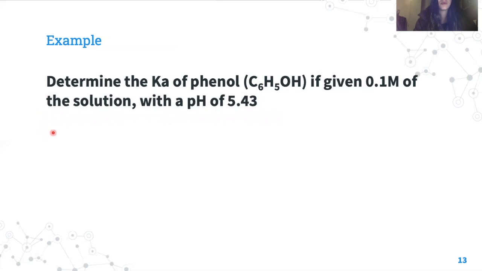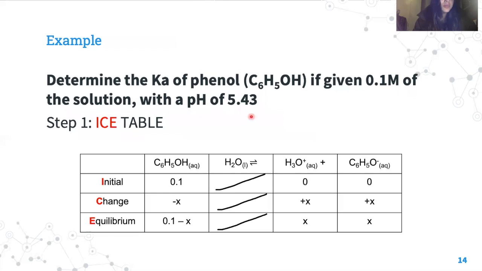Let's look at this example. Here, we're asked to determine the Ka of phenol if given 0.1 moles of the solution with a pH of 5.43. The first thing we need to do is write out our balanced chemical equation and write out an ICE table. By using an ICE table, we can determine the concentration values. I won't be going over the specifics of how to construct an ICE table as this should be learned in the previous modules.